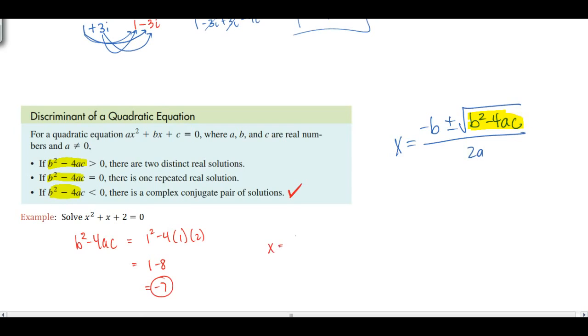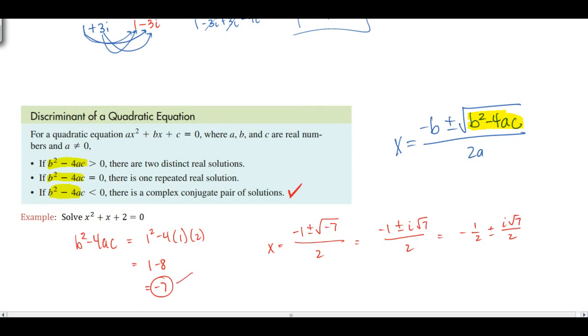x is equal to the opposite of b, what is b, negative 1, plus or minus the square root of the discriminant, all over 2a. And there you go. So I got negative 1 plus or minus i root 7 all over 2. And to clean that up a little bit, I'll have negative a half plus or minus i root 7 all over 2. And that's how the discriminant gives you a little bit of help on the quadratic formula. It gives you an idea of what answers to expect.